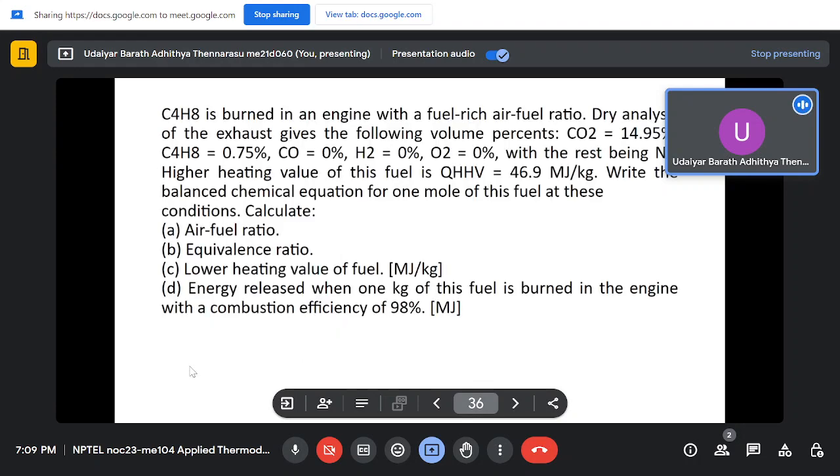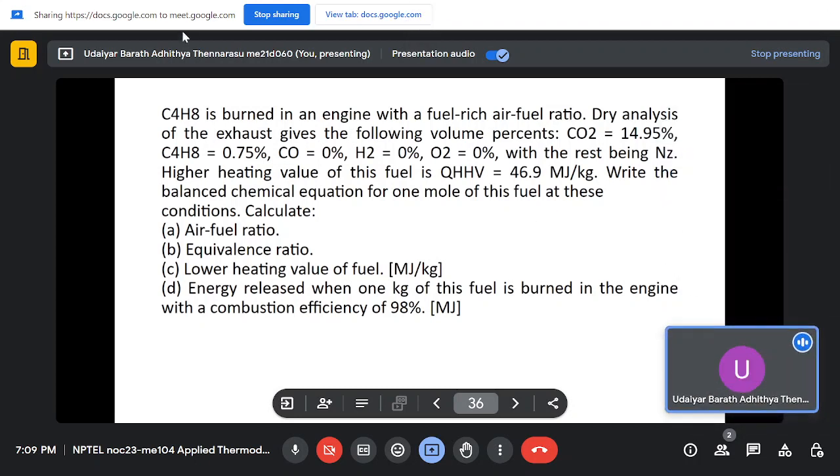So moving on, we have C4H8. So it could be butane or isobutane, is burned in an engine with a fuel-rich air-fuel ratio. So the mixture is rich in fuel, and dry analysis of the exhaust gives the following volume percent. So they are doing a dry analysis, so water is not considered.